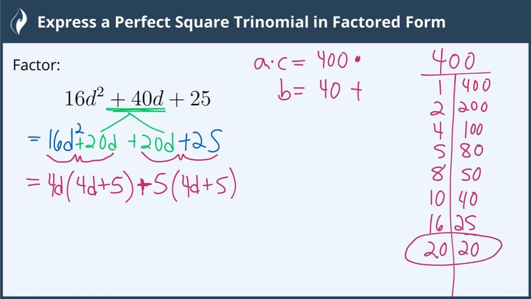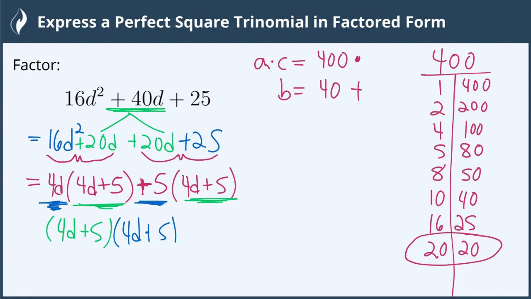Now, because I have 4d plus 5 in both of my terms, I can now factor that out from both of the terms I have. And that leaves me with 4d plus 5 like that.